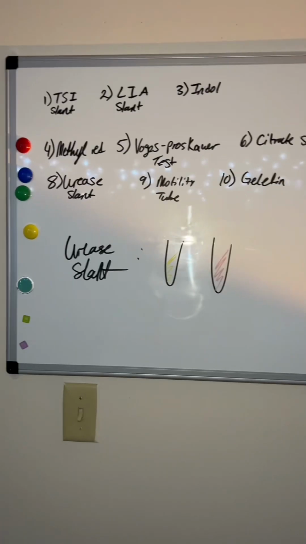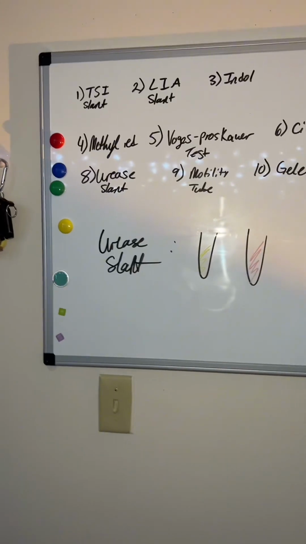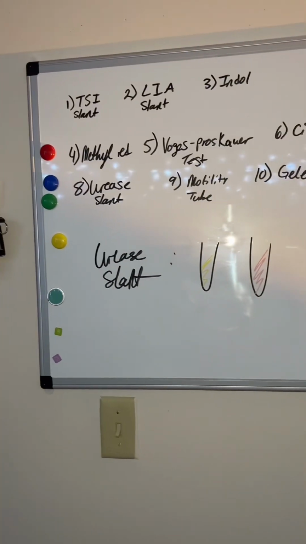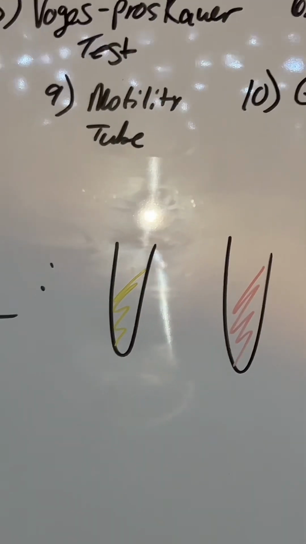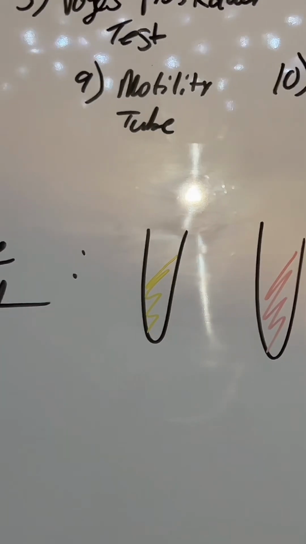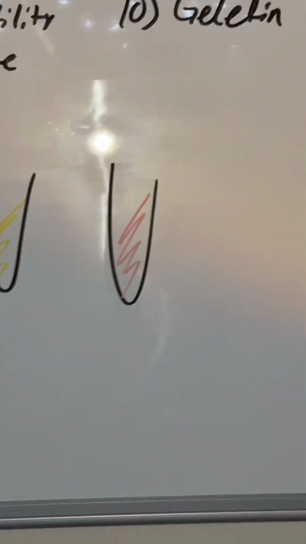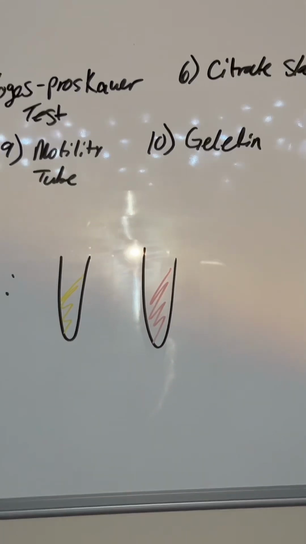My favorite test, the urea slant. We're testing for the presence of urease, an enzyme to break down urea. Negative or neutral is any shade of like salmon orange. I don't have that color. Positive is bright neon pink. I'll put a picture in later.